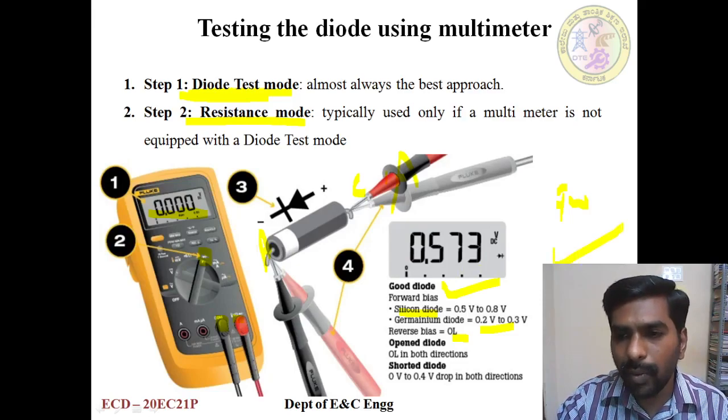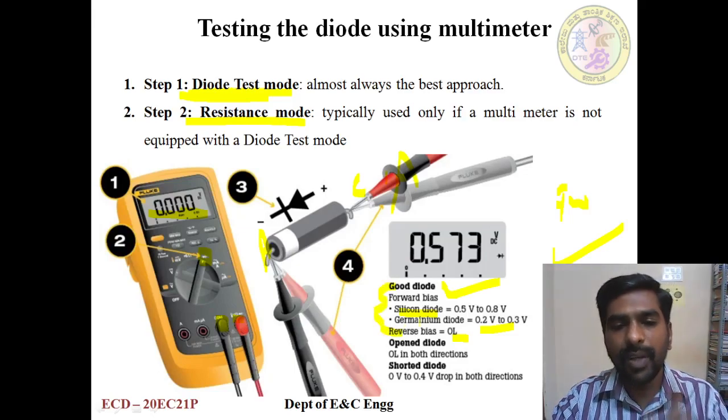It means it's working in forward bias, it shows 0.7, and in reverse bias it shows out of range. This is the indication of a good diode.